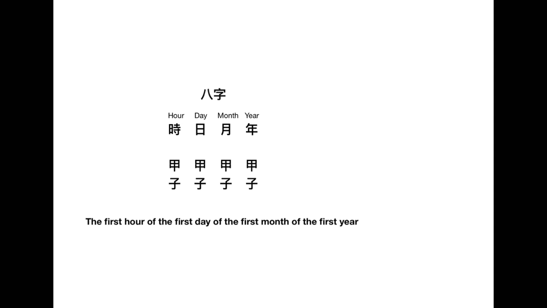So to do that, we have to first think about when the calendar actually started. And we know that in BaZi principles, the first hour of the first day of the first month of the first year of the calendar was jiazi. So it was a jiazi year, a jiazi month, a jiazi day, and a jiazi hour.